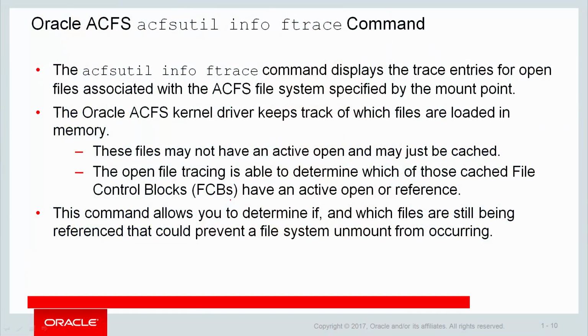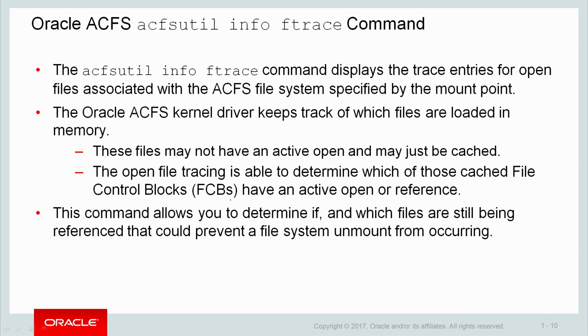Welcome back to part 2 of our 19C new features for ASM and ACFS, and we're looking in this part 2 particularly at ACFS. First of all, we have a few new functionalities for the ACFS util command, and the first one is the ftrace option. The Oracle ACFS util info ftrace command displays the trace entries for open files associated with the ACFS file system specified by the mount point.